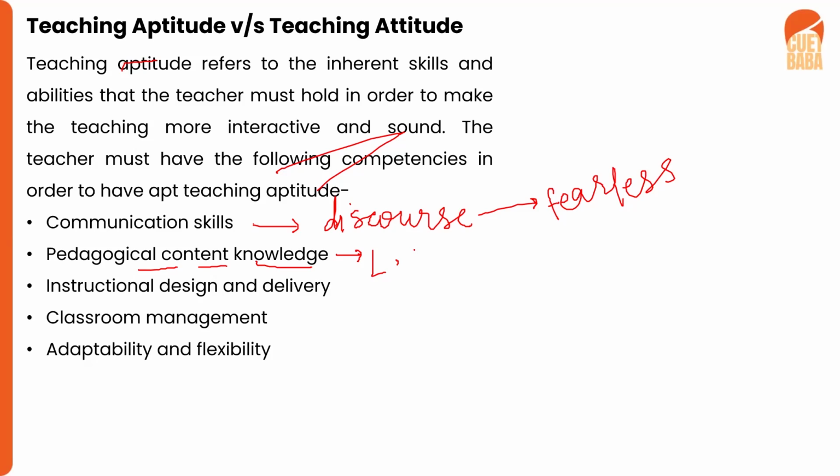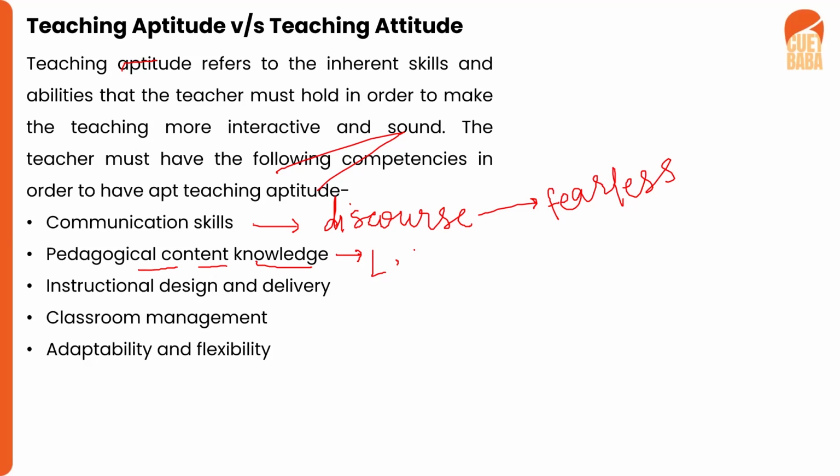Then we have content and knowledge. So content is very easy to decode, and content means the content that you're teaching, and knowledge. So when you're teaching a certain subject, for example, if I'm a teacher of English language, so there's a certain way I'll teach English language in my classroom.